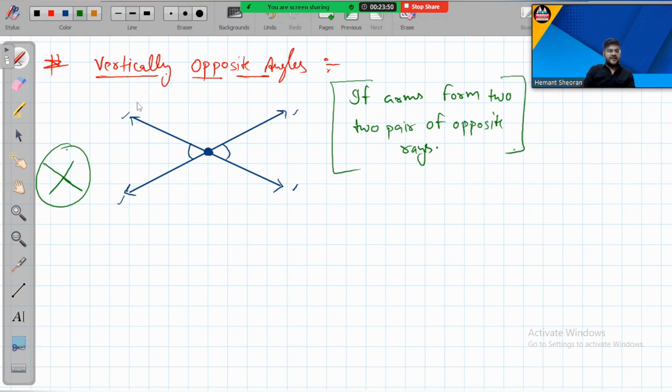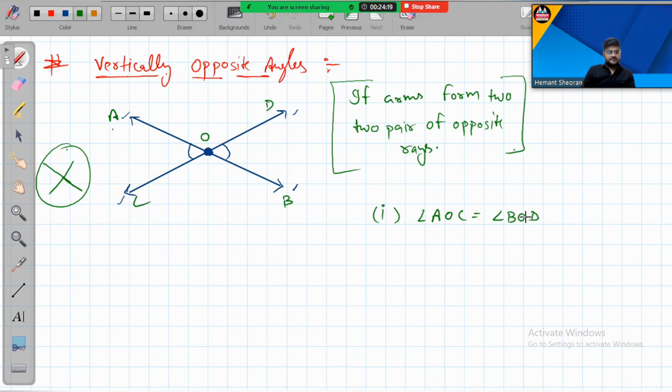Let's say we have a straight line. Let's name it: this is A, this is O, this is B, this is C, this is O, and this is D. AB is a straight line. So the first thing you need to prove is that angle AOC equals angle BOD. How will you prove it? Because AB is a straight line.